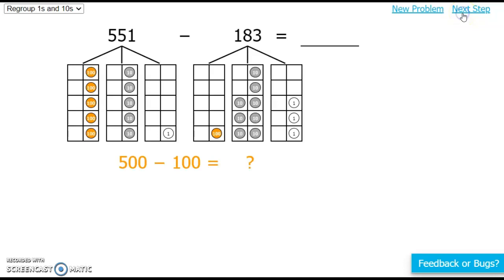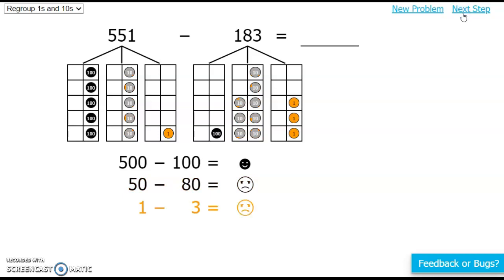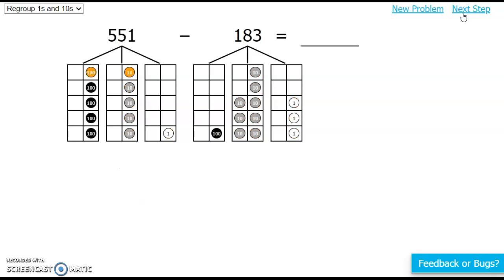We go place value by place value. I have enough in my 500s. I'm good. Do I have enough in my 10s? I don't. I don't have enough. Do I have enough in my ones? I don't. I do not have enough. So I have to go through and shift. Look what happens when I move these over. I take them off of the group they're in, and I shift them into the next place value.